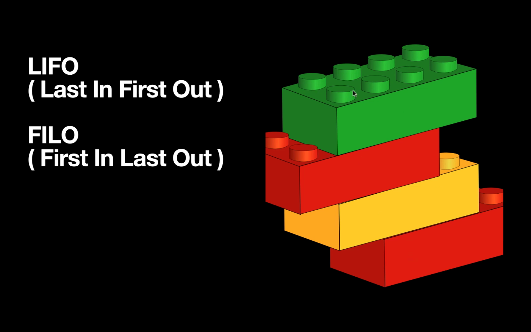Because if this was the last item that was put on the stack, this is the first item that can go out, right? Because you cannot remove this one, or this one. In the same way you can say first in, last out. The first item that was put in this stack was this red block, and once I remove everything else, then I can get this out. So it's LIFO and FILO.